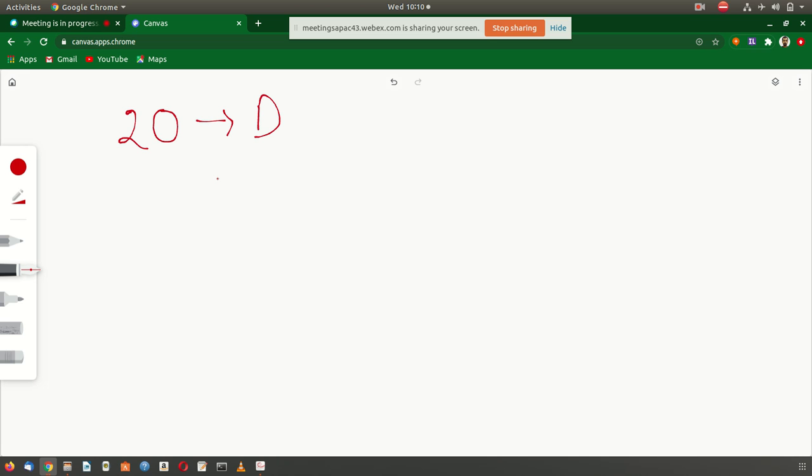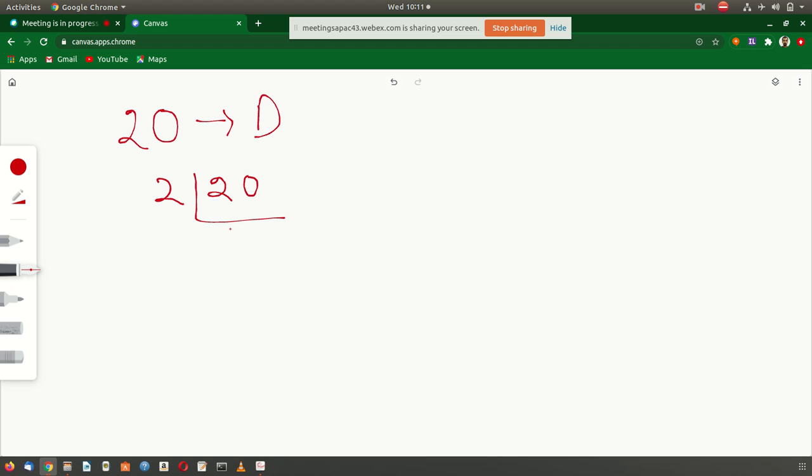In conversion of binary to decimal, we are multiplying by 2 every time, and in conversion of decimal to binary, we will do the opposite. We will divide by 2 every time. So 20, first we will write 20 like this, then we will write the 2 here.